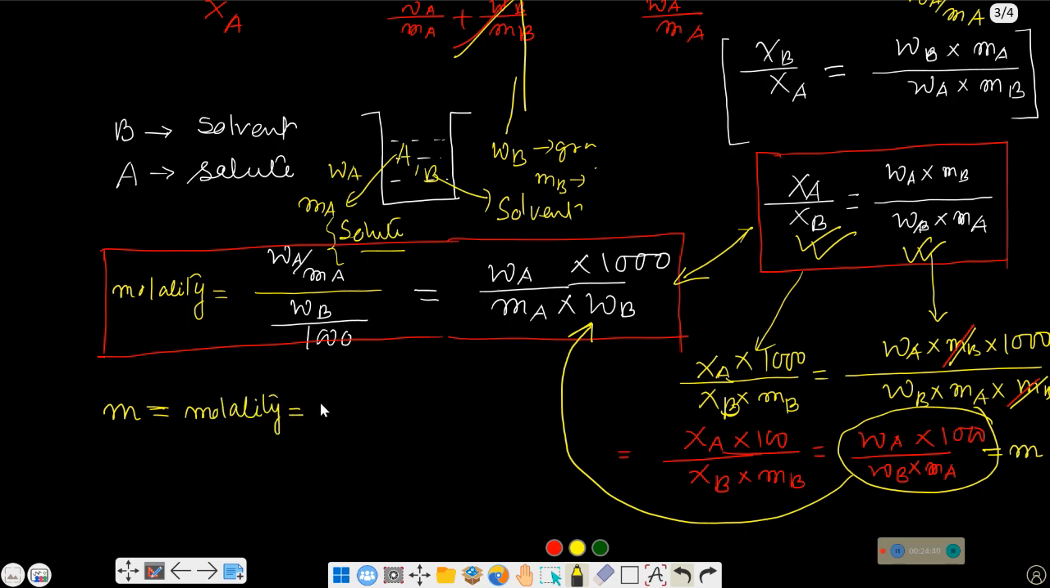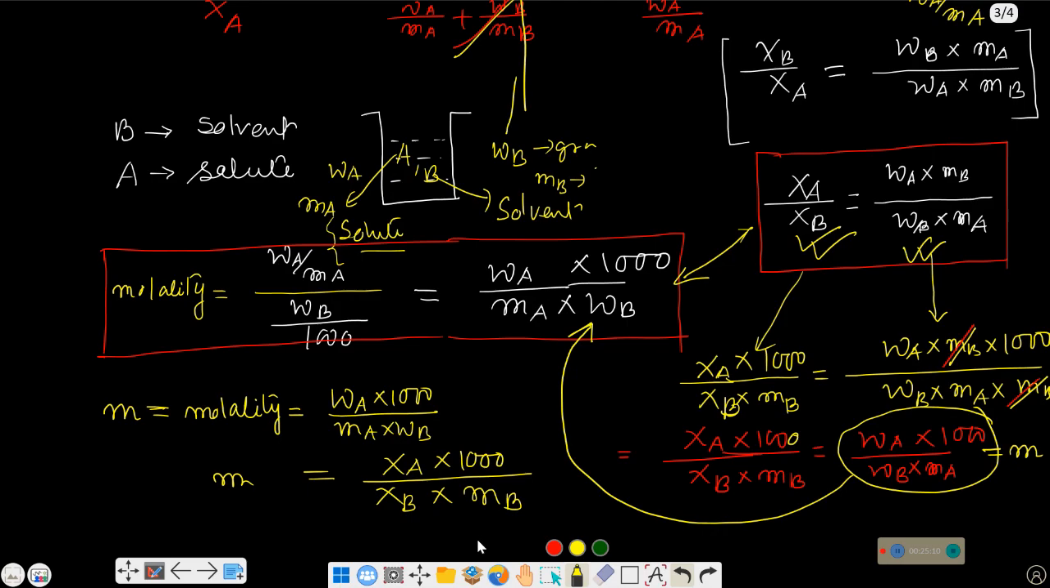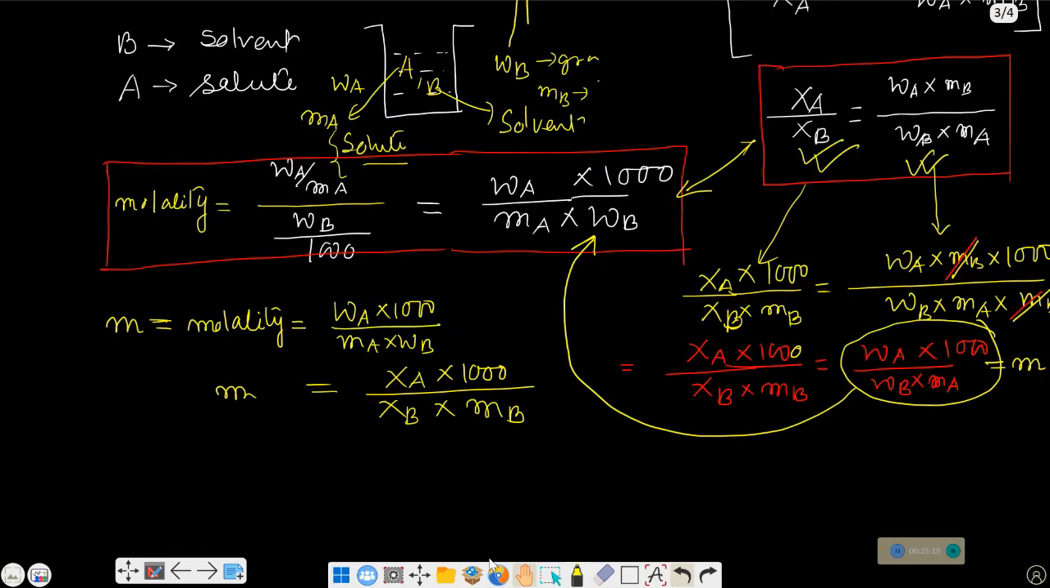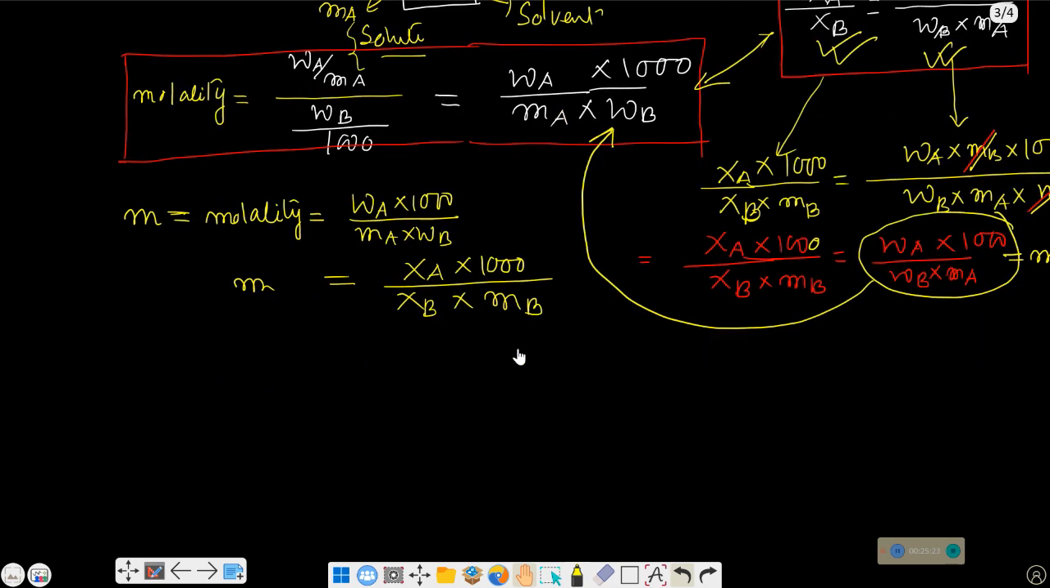Molality is equal to how much? WA into 1000 divided by MA into WB, and this has a relation with the mole fraction of solute and solvent: mole fraction of solute into 1000 divided by mole fraction of B into molecular weight of B. B is the solvent, right? Okay, B is the solvent.